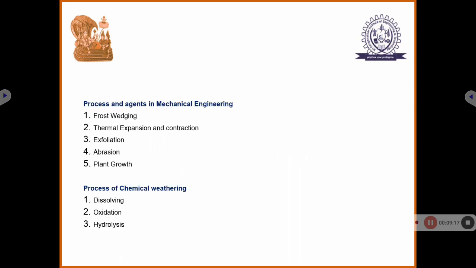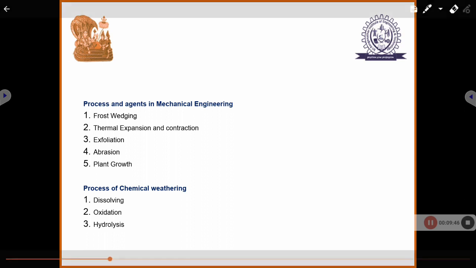Now, what are the processes done by the agents of mechanical weathering? It is frost wedging, next is thermal expansion, third is exfoliation, fourth is abrasion, and plant growth. So these are all the processes done in weathering. And then what are the processes in chemical weathering? Dissolving, oxidation and hydrolysis. Let us view the pictures of what happens during mechanical and chemical weathering.